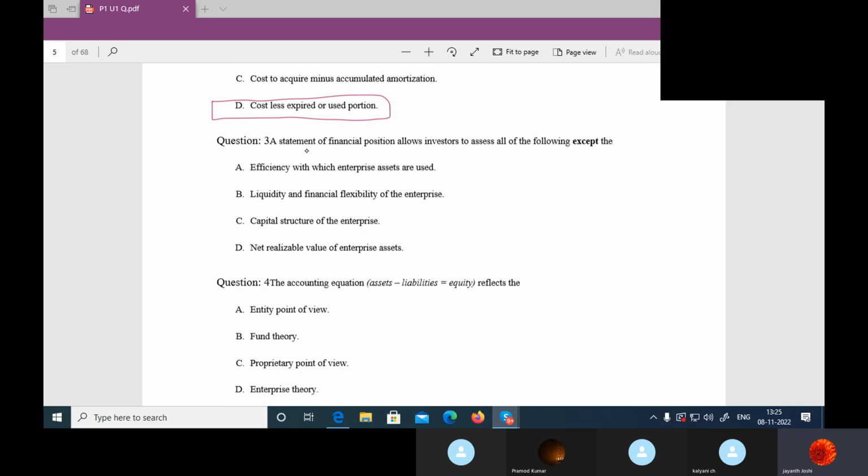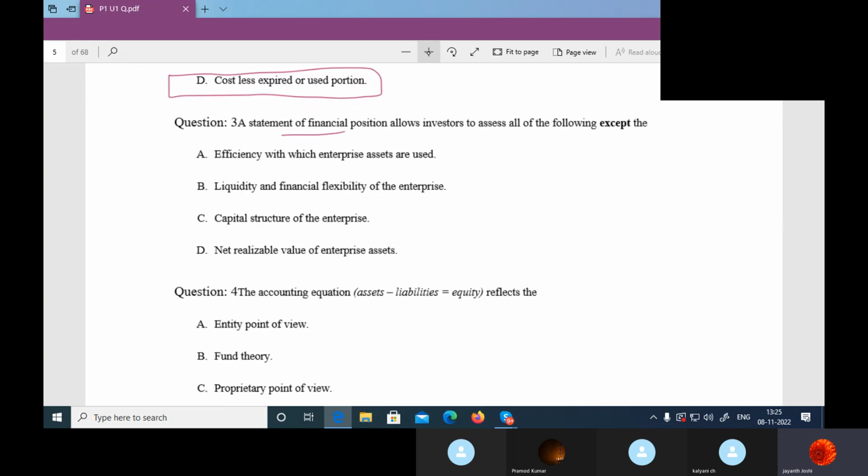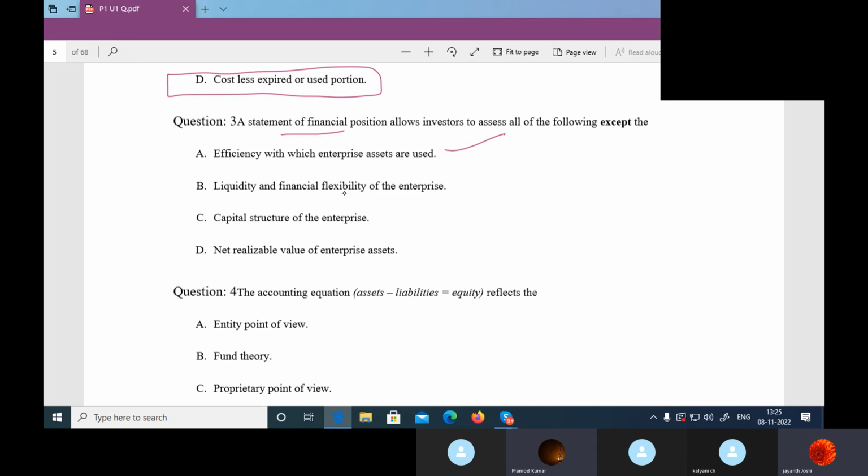So when you see the statement of financial position, it allows the investors to assess all of the following except: the efficiency with which enterprise assets are used, liquidity and financial flexibility. Do we know the efficiency from the statement of financial position or not? How come you know the efficiency of something? Can you know liquidity and financial flexibility? Yes, we can know this, no?